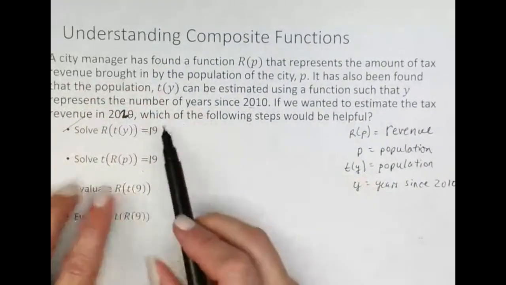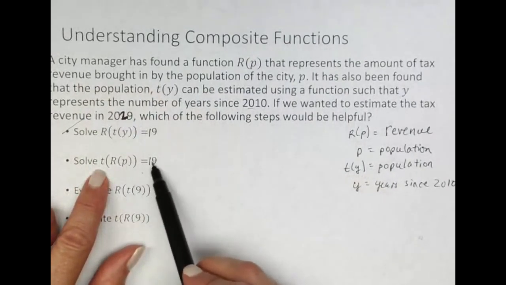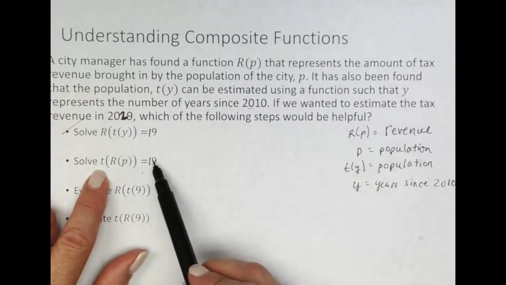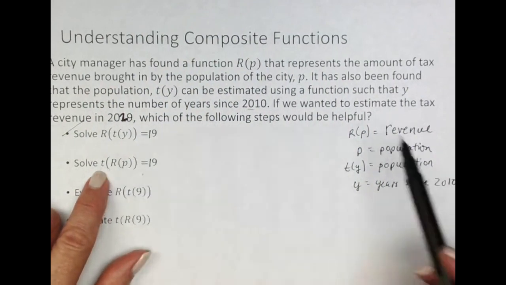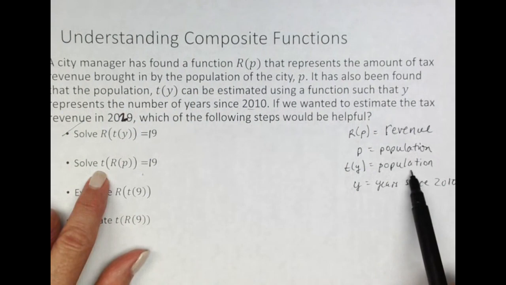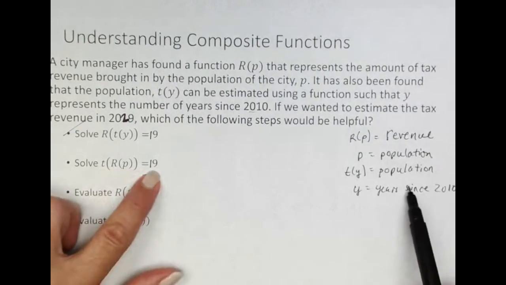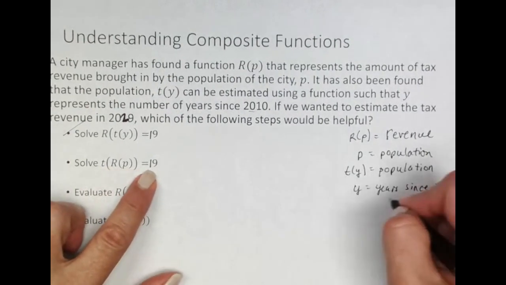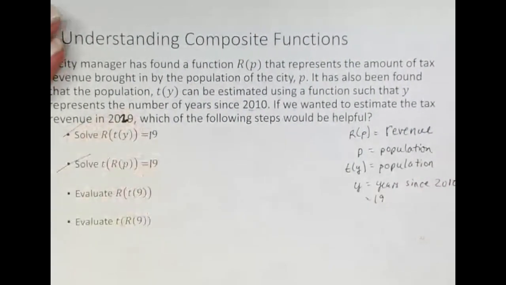How about here? What if I want to solve T of R of P equals 19? Well, that's years again. Am I going to be able to solve for revenue here? Well, I don't know. What is T? Again, T of Y is population, population in years since 2010. No, Y is the years since 2010, so that's not right either, because this 19 is the Y, right? So there's something wrong with that. I don't think that one's going to work either.